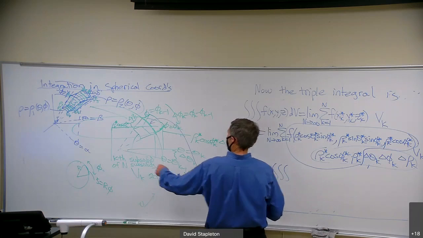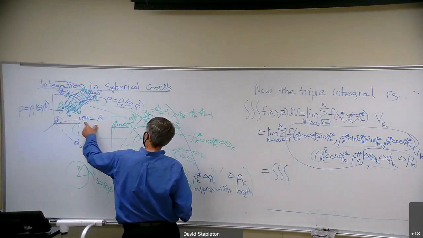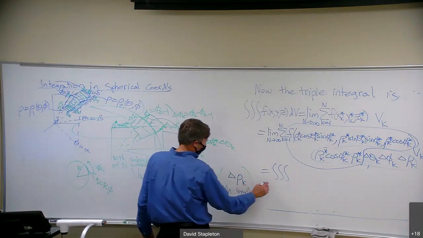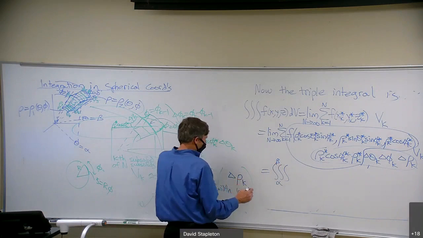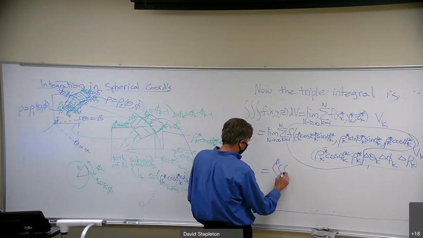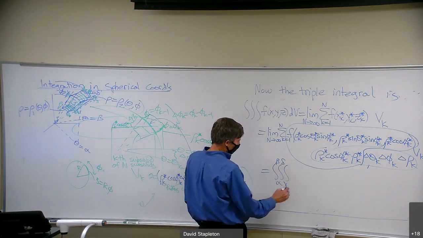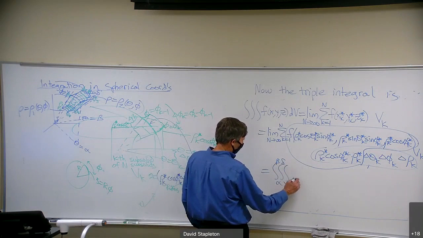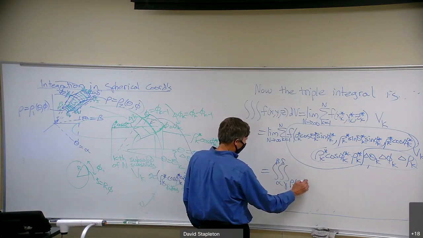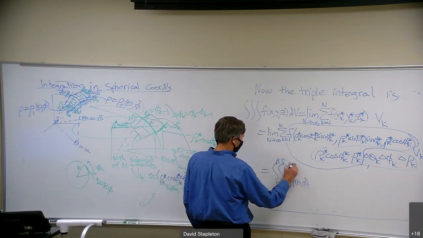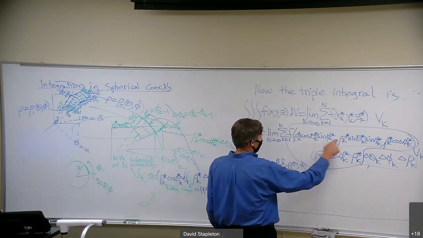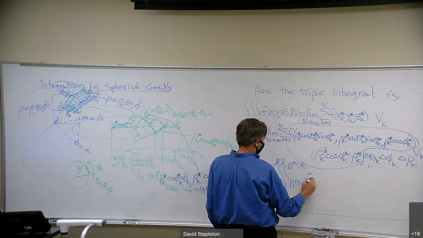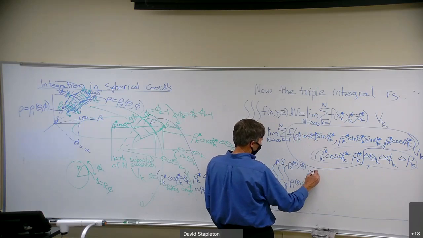where theta can be put on the outside, goes from alpha to beta. Phi can be put next, has to go from a constant gamma to a constant delta. But rho goes between two surfaces, rho 1 of theta phi and rho 2 of theta phi. And then the integrand is f with these when they get rid of the k stars, right? Because it's just the definition of triple integral.